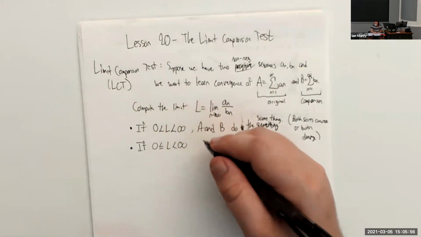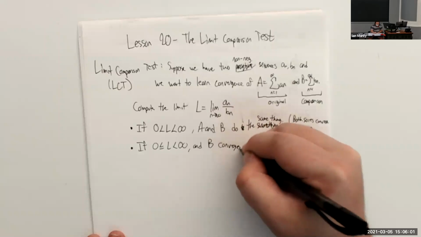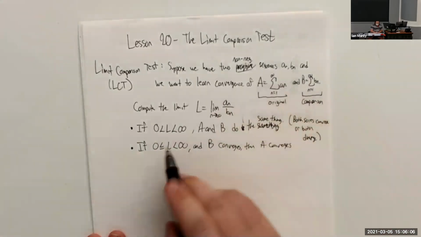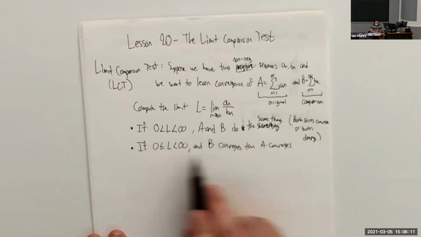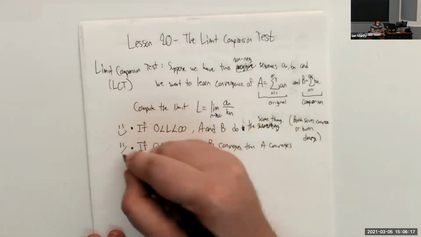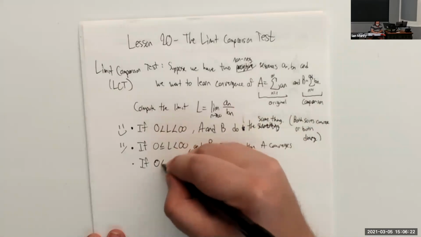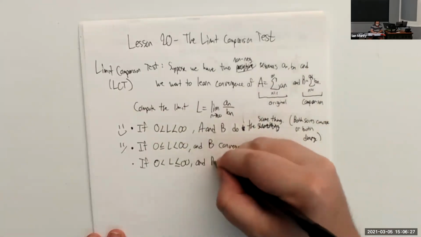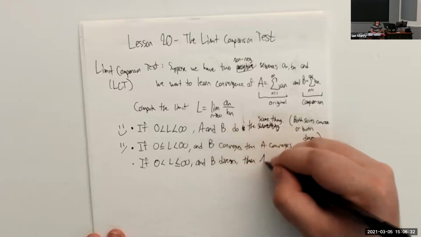If we end up getting 0 for this and B converges, then A converges. But if we get a limit of 0 and we have B diverging, then we don't really know if A is going to diverge. So this situation is smiley face. This situation is like slanty face. And then here, if we get a limit of infinity and B diverges, then A diverges.